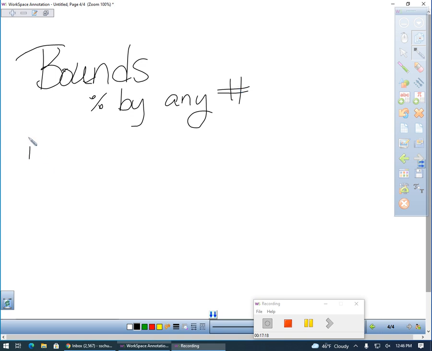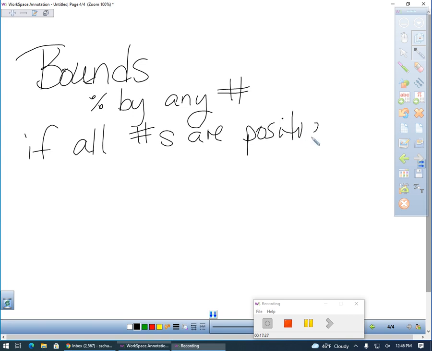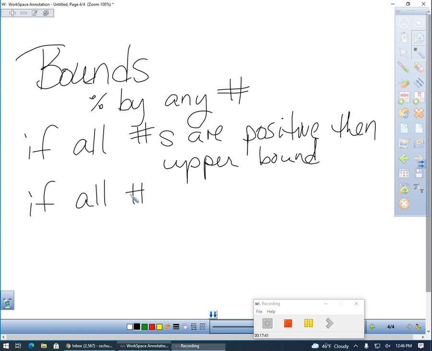But if all numbers are positive, then it's an upper bound. If, when you do synthetic division, all numbers alternate signs, then it's a lower bound.